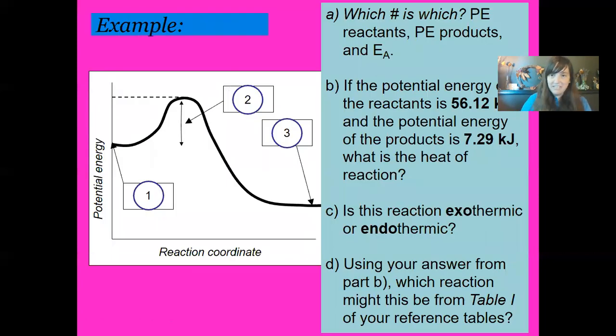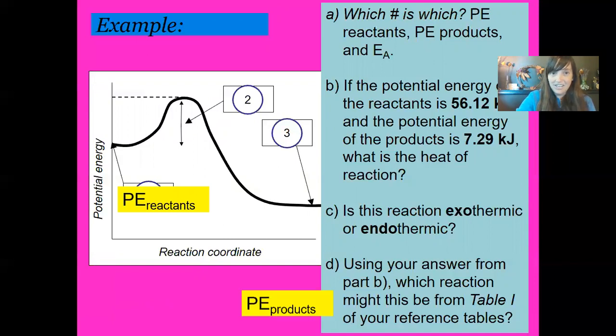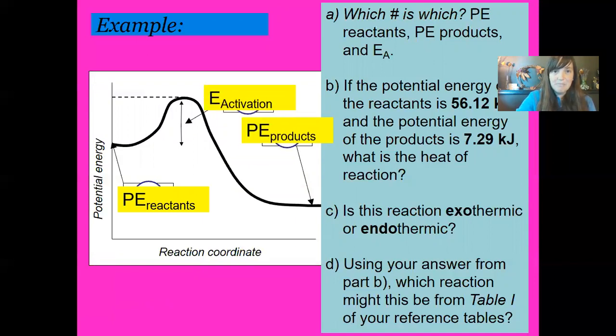All right, let's do an example here. We've got a potential energy diagram. Part A, which is which? Potential energy of the reactants, potential energy of the products, and activation energy. Well, number 1 there is potential energy of the reactants. Number 2, that's the activation energy. And number 3 is the potential energy of the products.